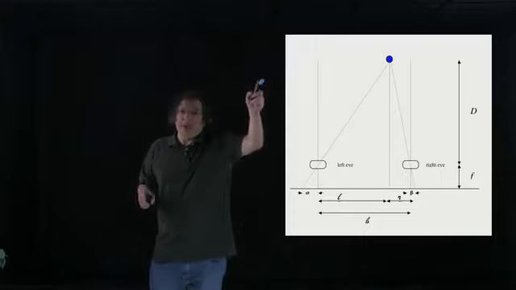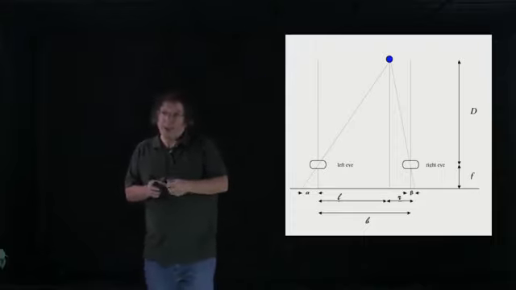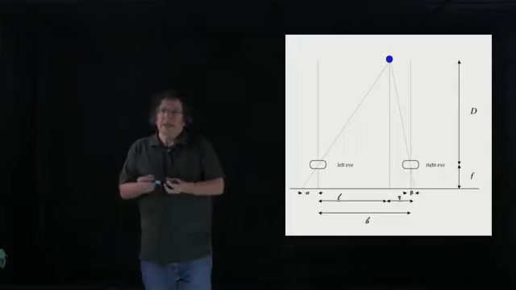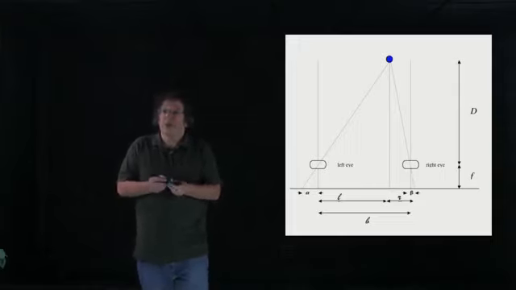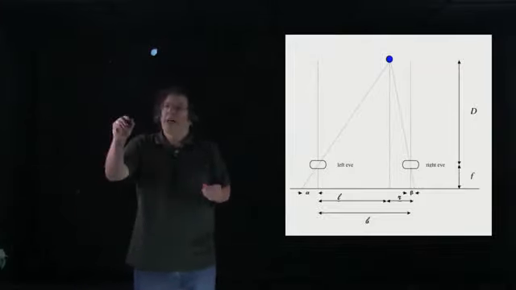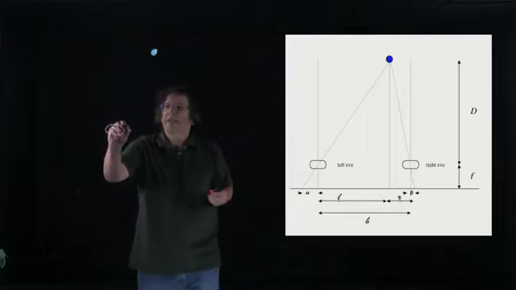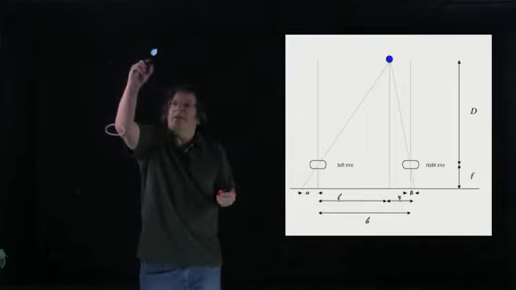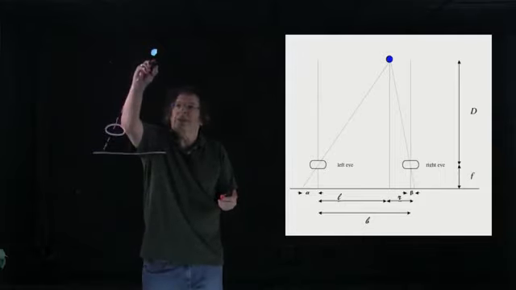We're going to look at similar triangles here, and what I want you to focus on is the triangle that goes from the blue point. I'll try and draw this. So here's the blue point. Here is the left eye. And now we're looking at the retinal distance.